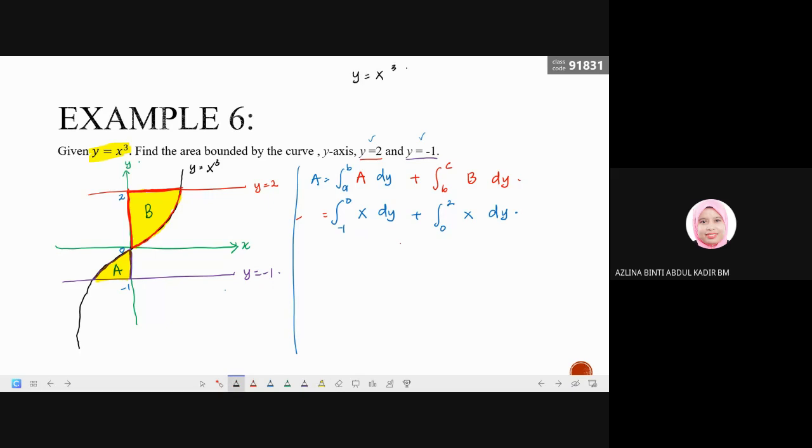Okay. So function you must write X in terms of Y. Kenapa? Sebab kita nak integrate with respect to Y. So X in terms of Y. That is X is equals to cube roots of Y. Cube roots of Y. Ataupun samalah juga dengan Y to the power of 1/3. Alright. So kita masuk sini. -1 to 0. X is Y to the power of 1/3 dy plus 0 to 2 Y to the power of 1/3 dy. Alright. Okay, then integrate lah macam biasa.